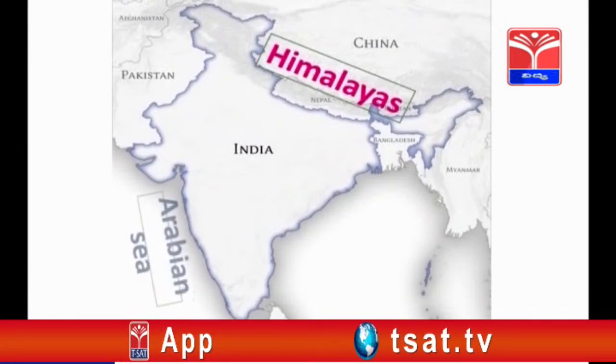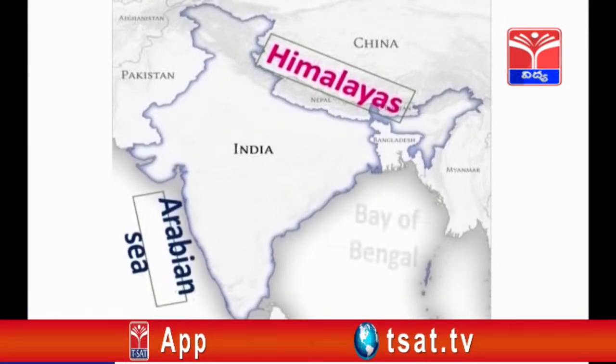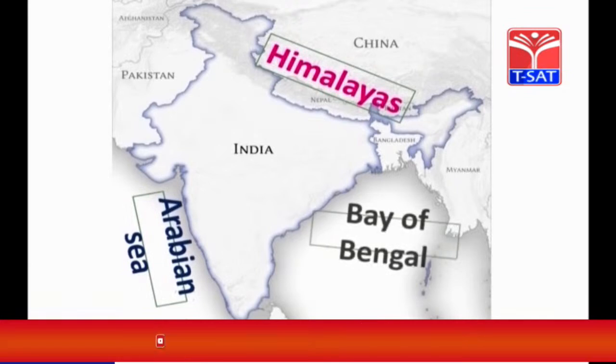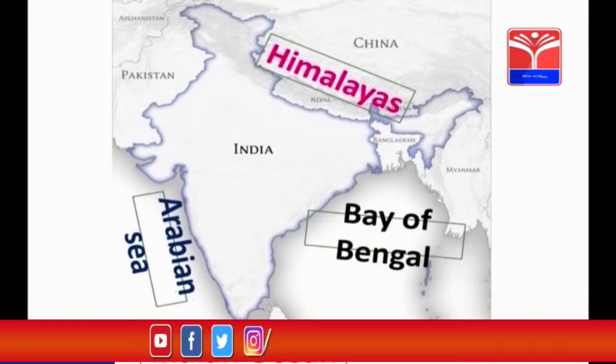Towards the north we have the Himalayas. This is the Himalayas, the Bay of Bengal, the Arabian Sea and the Indian Ocean. You can see all the four sides. Observe this map.